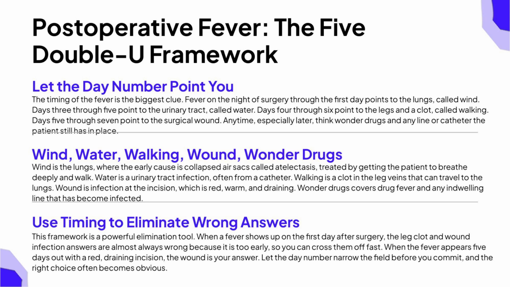Water is next, around days 3 through 5, and it means a urinary tract infection, often from a catheter. Walking comes around days 4 through 6, and it means a clot in the leg veins that can travel to the lungs. Wound is days 5 through 7, an infected incision that is red, warm, and draining. And wonder drugs is any time, covering drug fever and any line or catheter that has become infected.